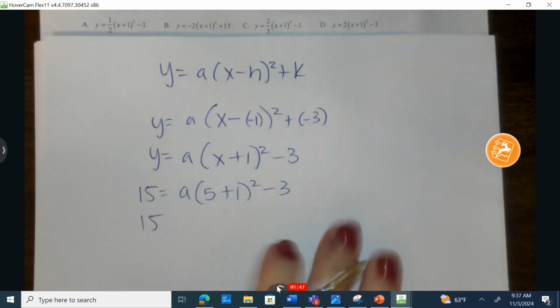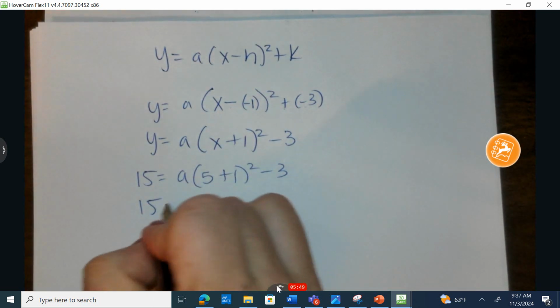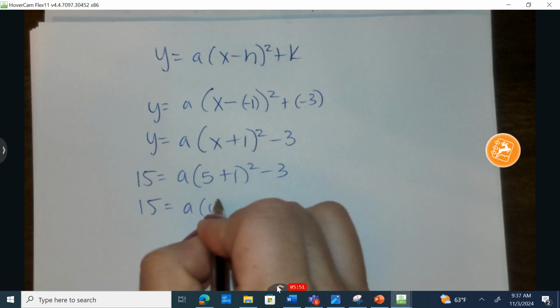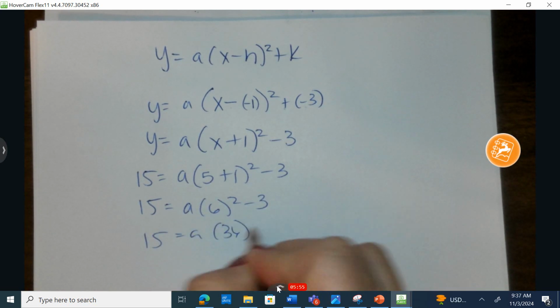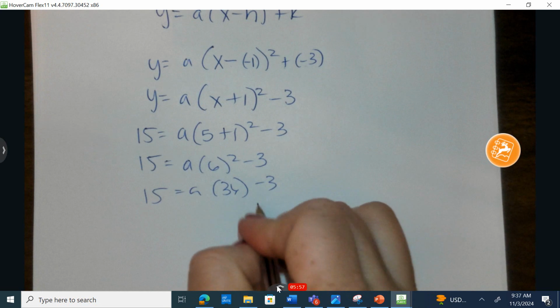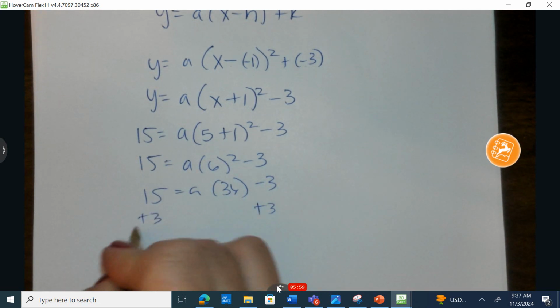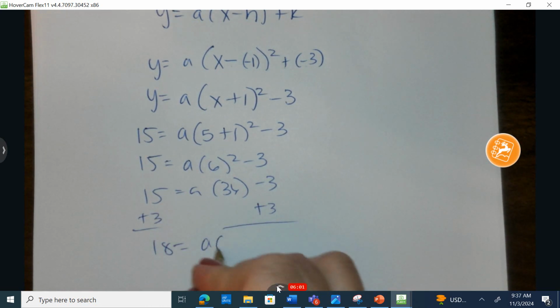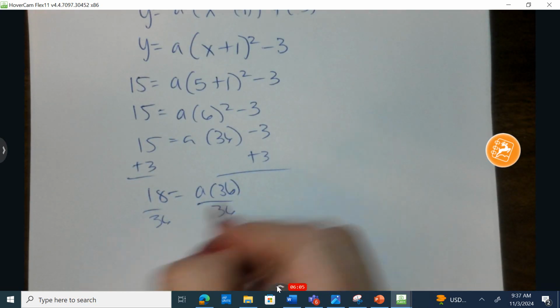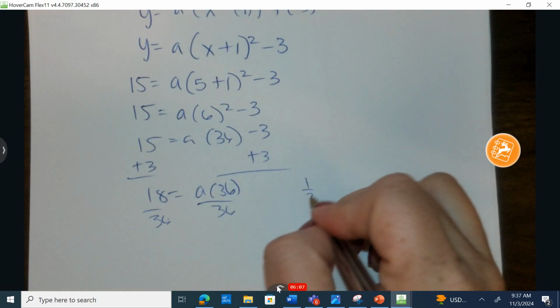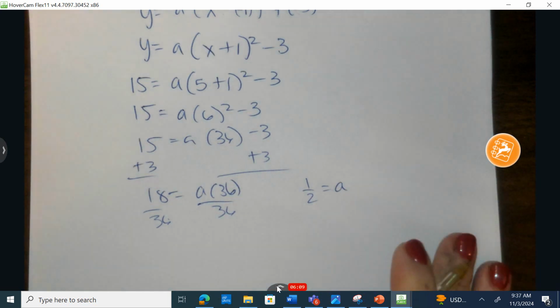Let me go through this a little quicker to save some time. 5 plus 1 is 6. I know that 6 squared is 36. I'm going to add 3 to the opposite side. 18 equals a times 36. Divide by 36, and 18 divided by 36 is equivalent to 1/2. How does that help me?